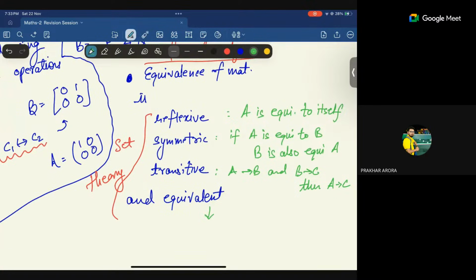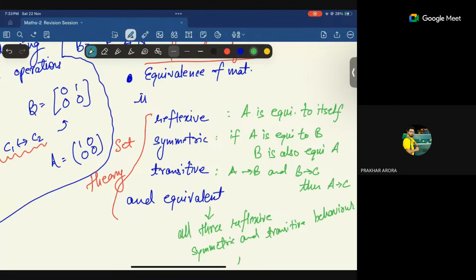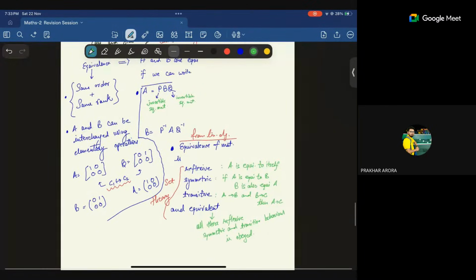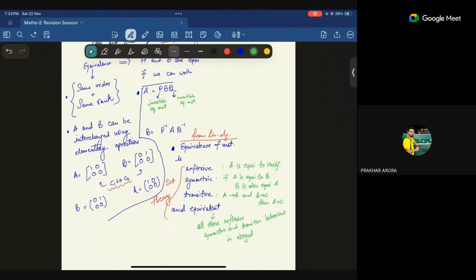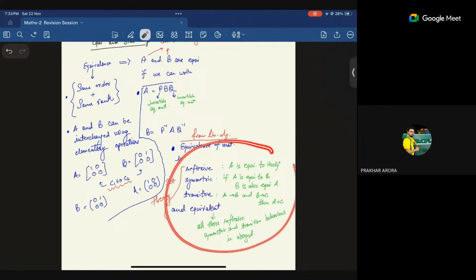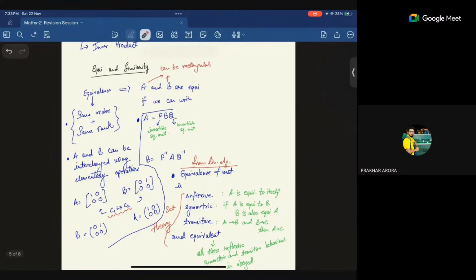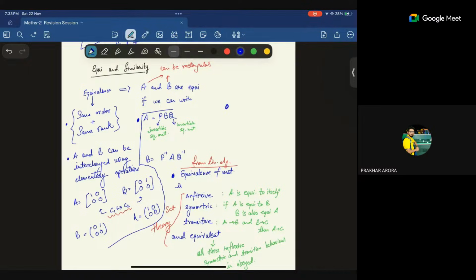This equivalence means that all three behaviors, reflexive, symmetric, and transitive, are obeyed. I have explained it here for equivalence of matrices. Similarity of matrices is also an equivalence. It will come later, but the meaning is exactly the same as this. Now one last discussion that is left is for the ordered basis in domain and codomain.